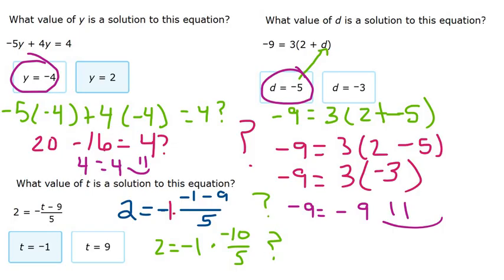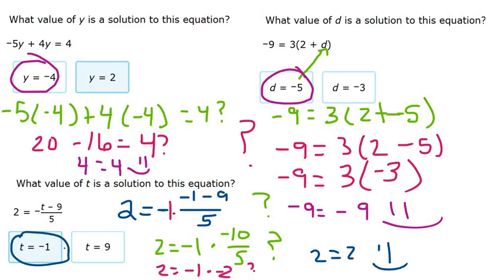Negative 10 divided by 5 is negative 2. So does 2 equal negative 1 times negative 2? Well, negative 1 times negative 2 is 2. So 2 equals 2, and this checks out. So we give it the smiley face, circle it, and we are done.